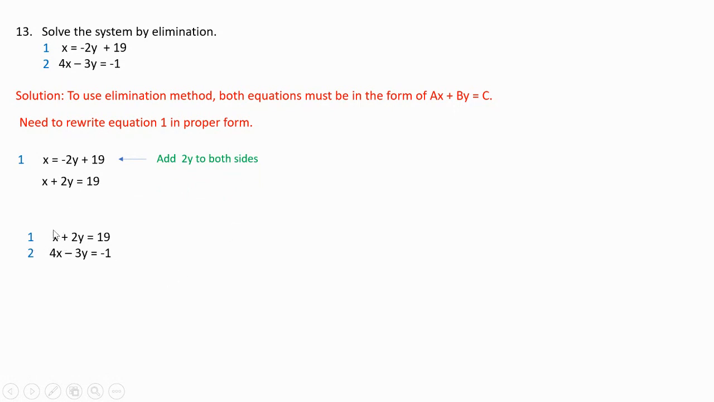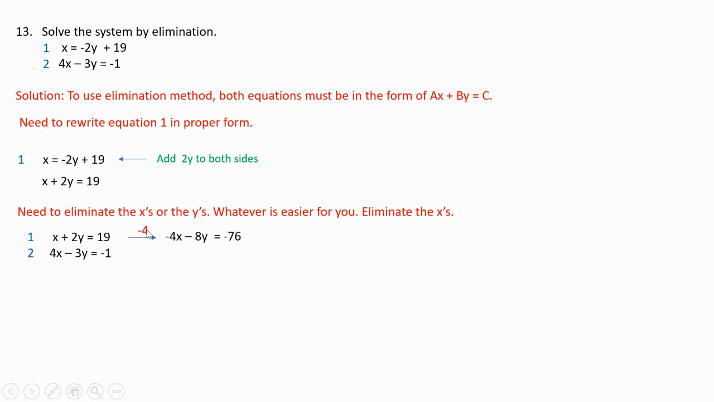Here you're going to cancel or eliminate the x's or the y's. It doesn't matter which ones. In my opinion, it'll be easier to eliminate the x's. If we multiply this whole equation 1 by -4, because -4 times x will give us -4x, and if we add 4x, they'll be eliminated. But I have to multiply -4 times every term.